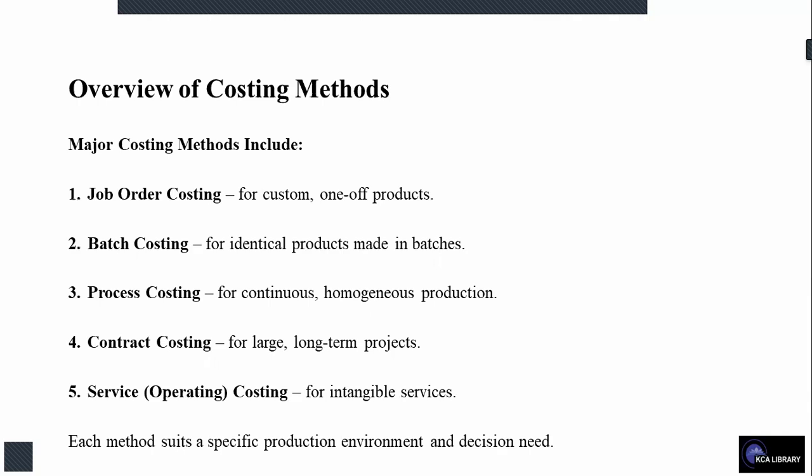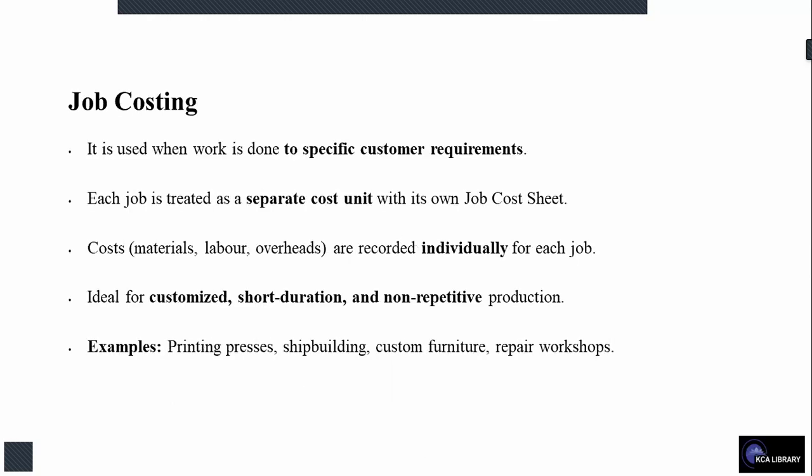The first is job costing, which is known for custom one-off products. Batch costing is known for identical products made in batches. Process costing is for continuous homogeneous production. Contract costing is for large long-term projects, and service or operating costing is for intangible services. Each of these methods suits specific purposes, production environments and decision needs.